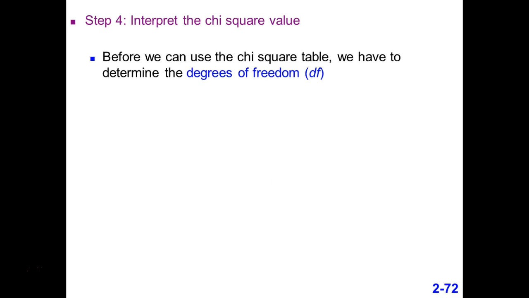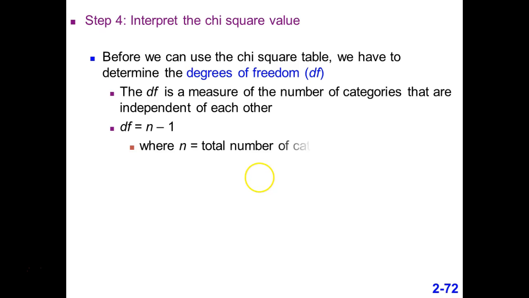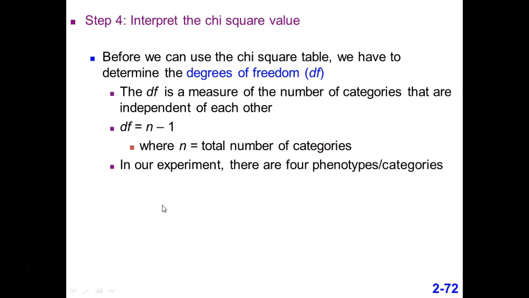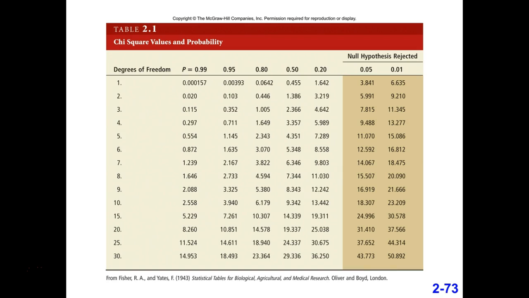To use the chart, we've got to figure out the number of degrees of freedom. That's calculated by the total number of categories minus 1. So in our experiment, that would be 4 minus 1, because there's 4 different things, right? The 2 different colors and the 2 different wing shapes. That's 4 characteristics, right? Minus 1 would give you 3 degrees of freedom. So when we look at this chart, we'd be looking at this row for degrees of freedom.